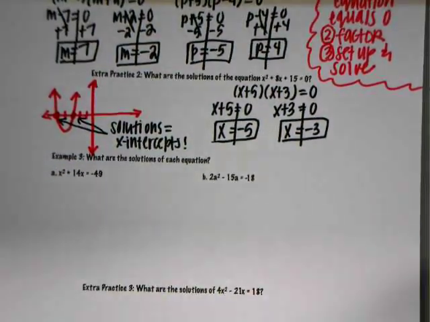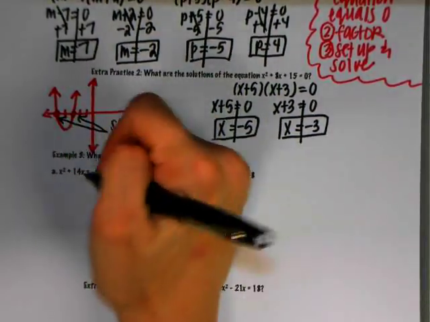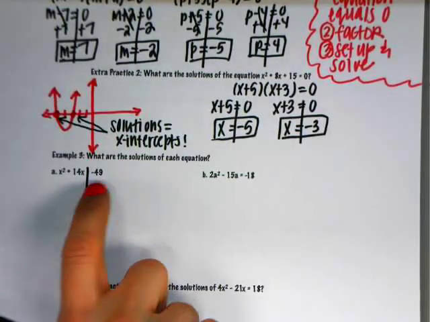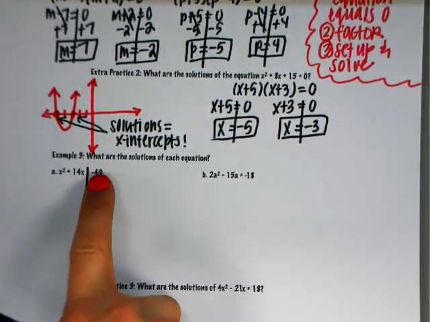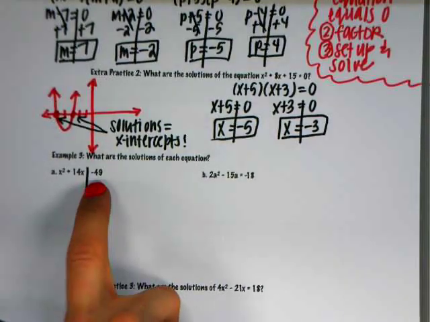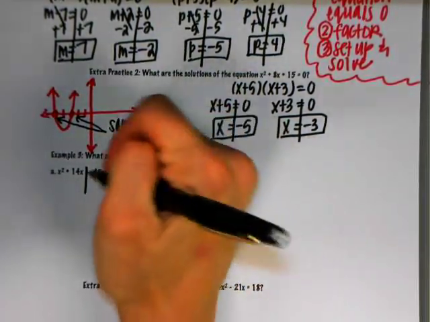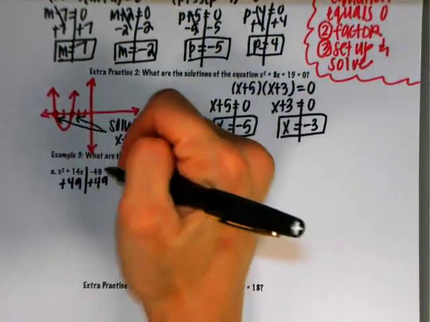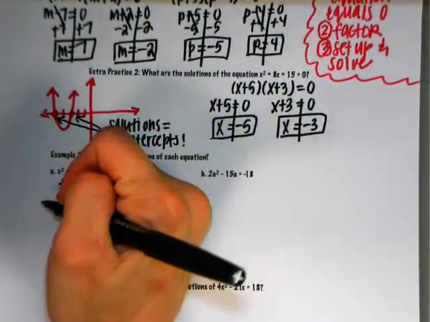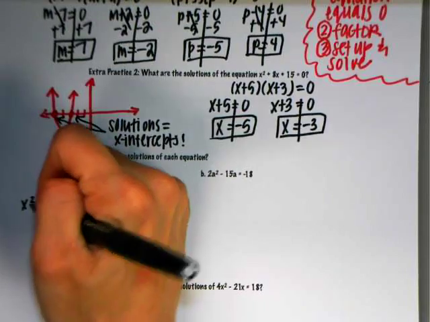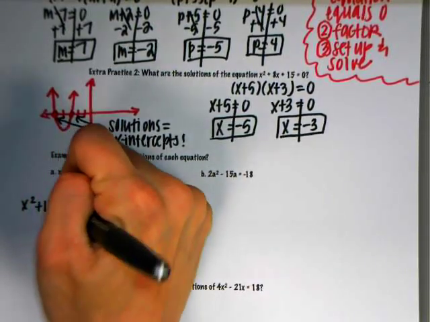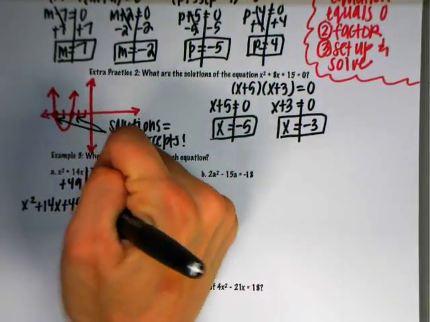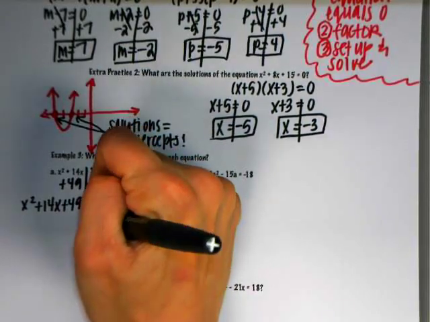Does it equal 0? No. It does not. So here is what you have to do. We're going to have to move whatever that piece is over to the other side to make it equal 0. So how am I going to move negative 49? Plus 49. Yep, plus 49. And make sure that when you do this, you put everything in standard form. So we're going to have x squared plus 14x plus 49 equals 0.